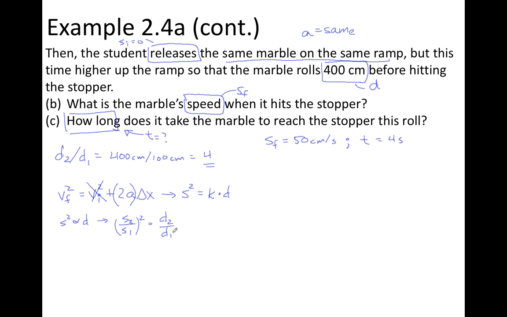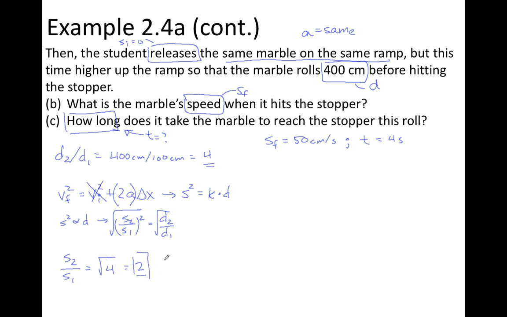Well, we know what this ratio of distances is. That's 4. So if we take the square root of both sides, I get S2 over S1. I'm taking the square root of it, so that undoes the exponent, is equal to the square root of the ratio of distances, which is the square root of 4. So it's not going to have 4 times the speed at the bottom. It's going to have this square root of 4, or 2 times the speed. It's going to be moving twice as fast at the bottom.